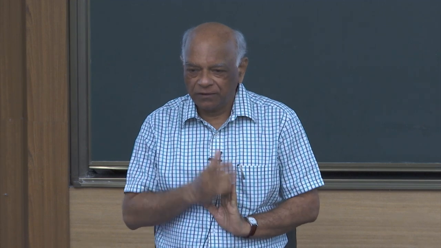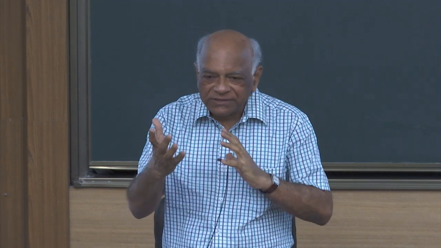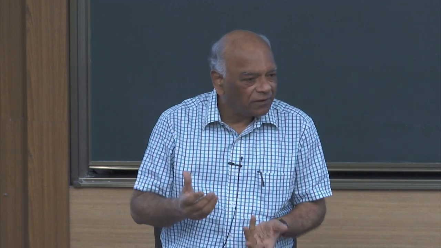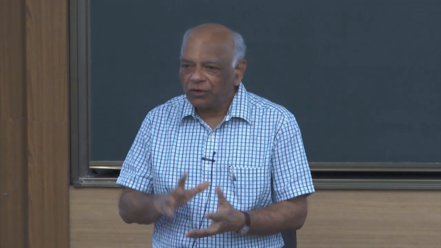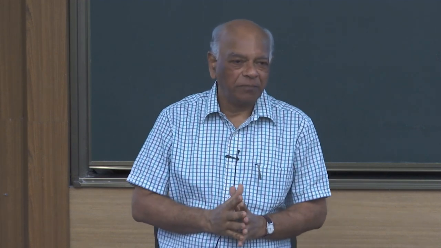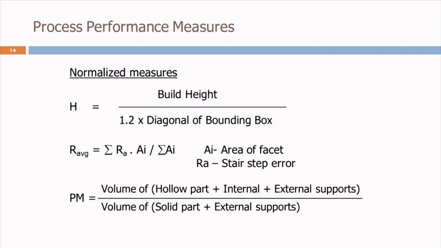The process performance parameters which have been put up are normalized, because we don't want a bias in the optimization. Their dimensions are different: stair step error will be in microns, build height will be something else, and the third is a ratio. So we wanted to keep the whole thing normalized so that there is no bias of any particular kind. We take the actual build height upon certain dimensions of the bounding box. Then we found the stair step error, and that is normalized.